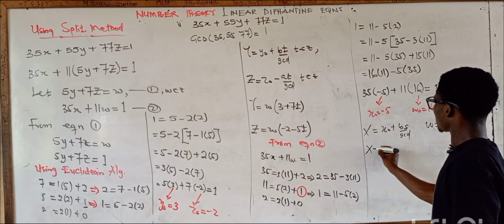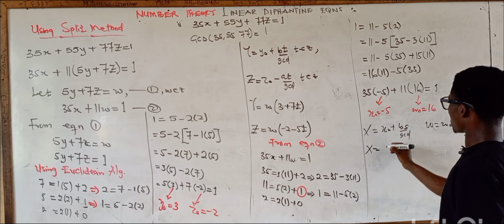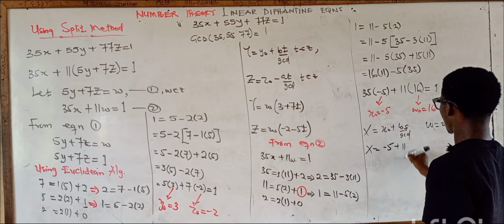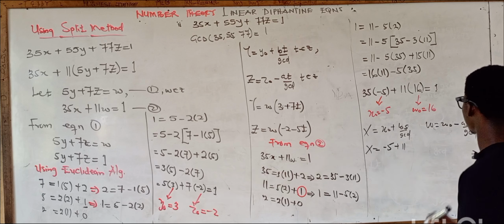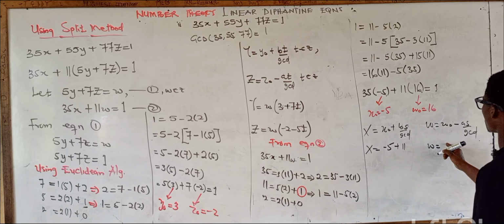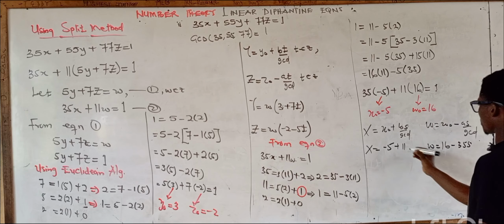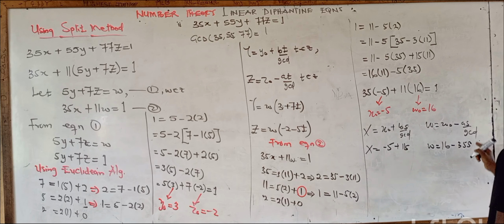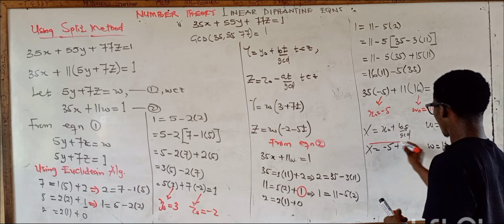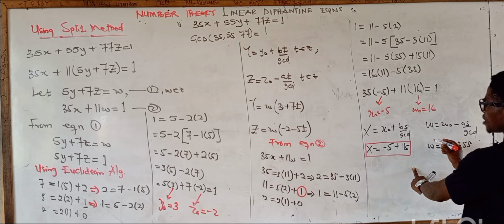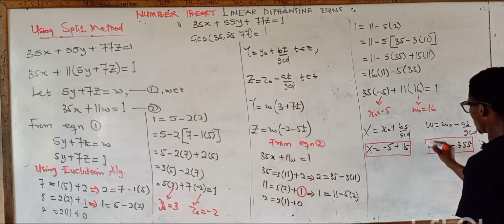So we have our x is equal to, our x naught is minus 5, our b is the coefficient of w, which is 11, all over the GCD, which is 1, times s. Then we have our w is equal to w naught, which is 16, minus a, which is the coefficient of x, 35, times s, all over the GCD, which is 1. So it means the general solution for this equation is x is equal to this, and then w is equal to that.